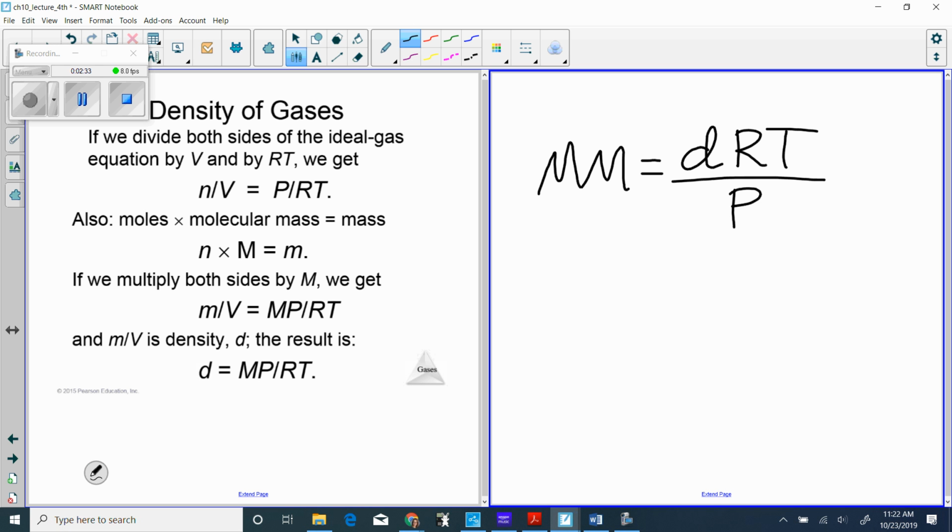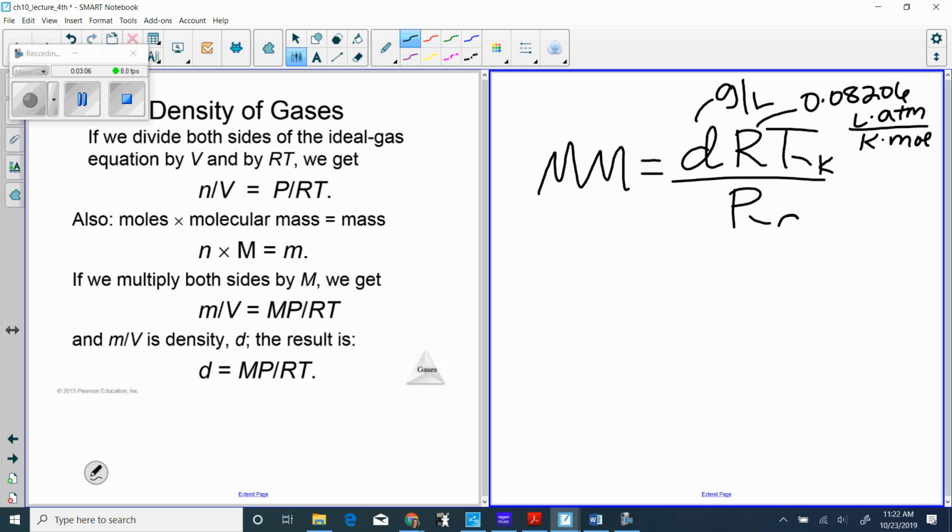So to solve for molar mass of a gas, it's dRT divided by P. D is for density, and the unit is weird, though. It's grams per liter, so they're probably not going to give you grams per liter. You're going to have to convert it. R is just our regular 0.08206 liters atmospheres per Kelvin mole. That's a derived unit.